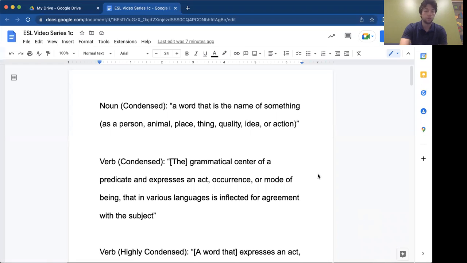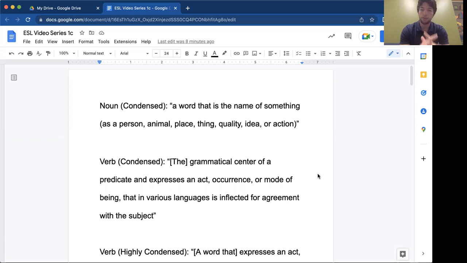Okay, good. So we're going to quickly recap the basics of the abbreviated definitions that we use for nouns and verbs, based on Webster's Ninth Collegiate Dictionary. A noun is a word that is the name of something as a person, animal, place, thing, quality, idea, or action. A verb is the grammatical center of a predicate and expresses an act, occurrence, or mode of being that in various languages is inflected for agreement with the subject.